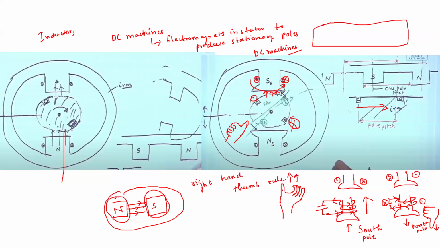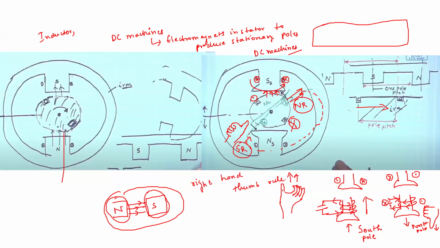So if you apply the right hand thumb rule for this kind of coil in the rotor, because in the rotor also the coils will have some EMF induced, then on this side the flux lines are leaving, so this will act as the north pole of the rotor. And here, flux lines have to enter through here, so this will act as the south pole of the rotor.